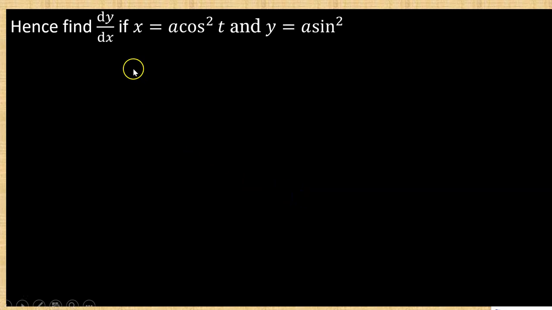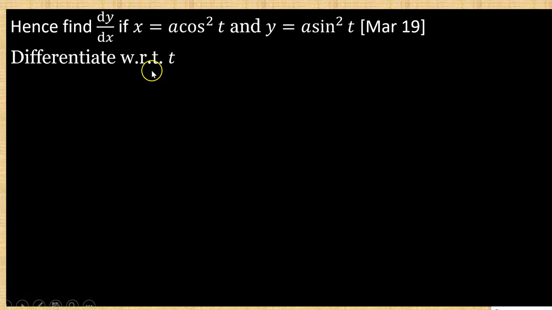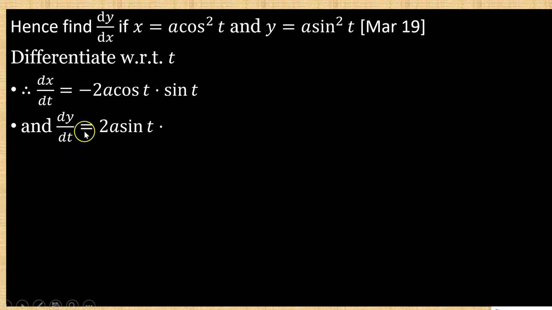Next, the question: if x is equal to a cos square t and y is equal to a sin square t, then find dy by dx. This question was asked in March 19. Now differentiate this with respect to t. dx by dt is equal to minus 2a cos t into the derivative of cos t, which is sin t. dy by dt is equal to 2a sin t into the derivative of sin t, which is cos t.